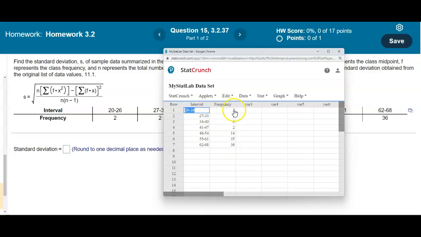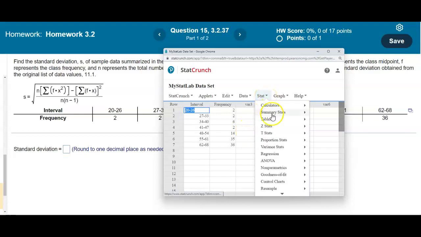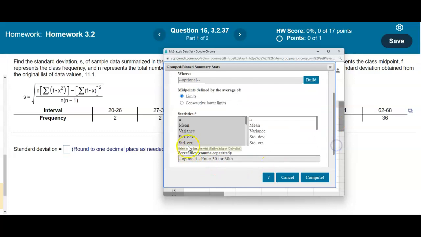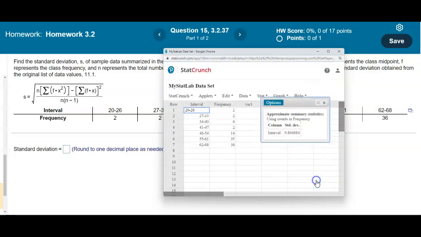Very similar to finding the mean of a frequency distribution, we're going to do the same thing to find the standard deviation of a frequency distribution. So we're going to go to summary stats, but since this is a summary and it's grouped, we're going to go to the grouped binned data. Now the bins in are going to be the classes, which is the interval classes. The counts in are going to be the frequency. Okay, and now we want to find the sample standard deviation, so it's going to be this standard deviation, and then we're going to select compute.